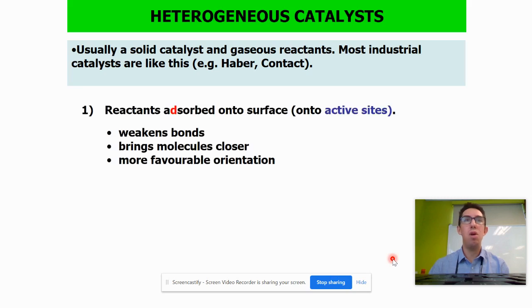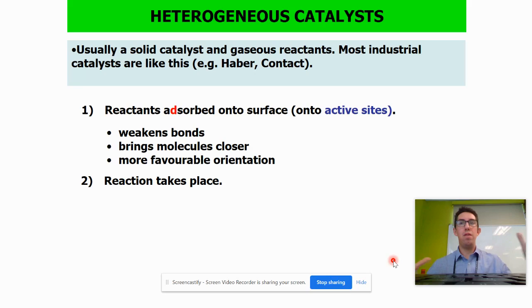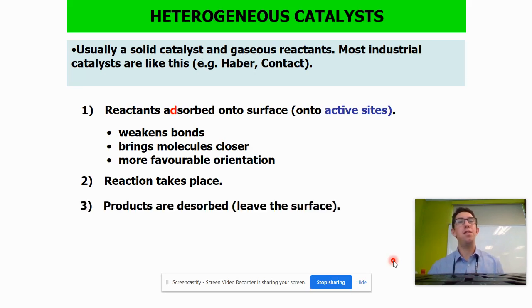Heterogeneous catalysts, how do they work? They work like this. We should have talked about this first in year one. It should be revision. What happens is reactants are adsorbed. Remember, this is not absorbed, adsorbed onto the surface. That means it sits on the surface. Bonds are therefore weakened, which brings the particles closer together and can hold them in a favorable orientation. They'll then react on the surface and then desorb and leave as the product.